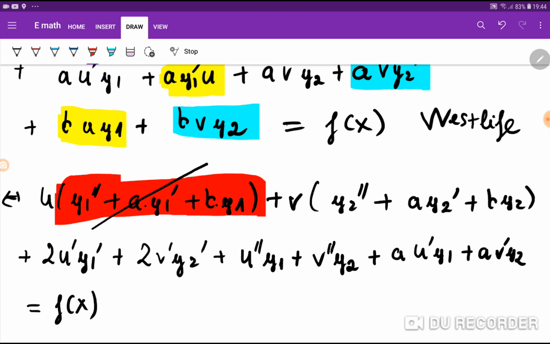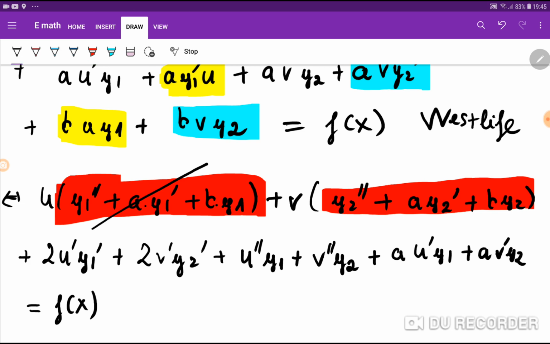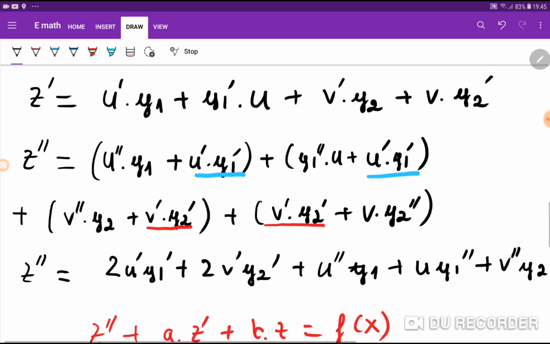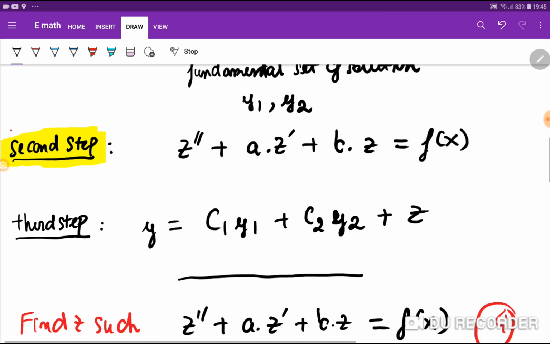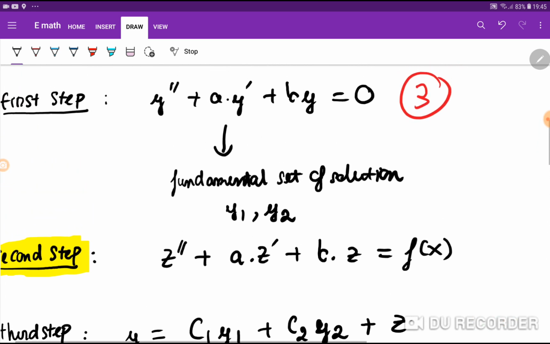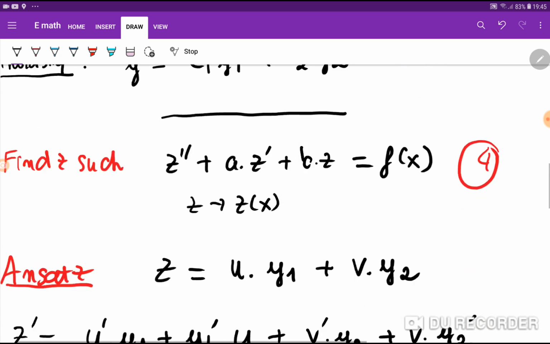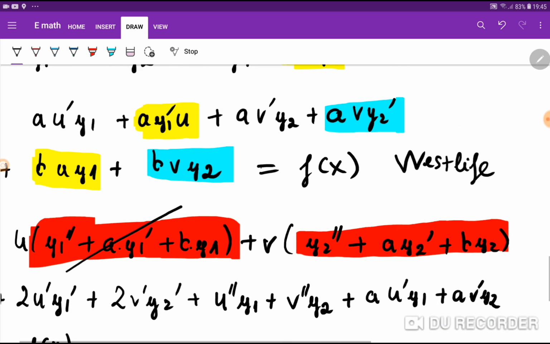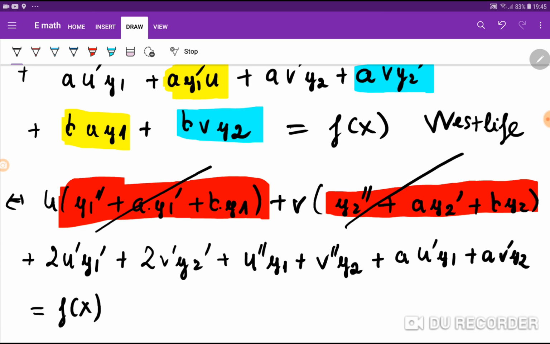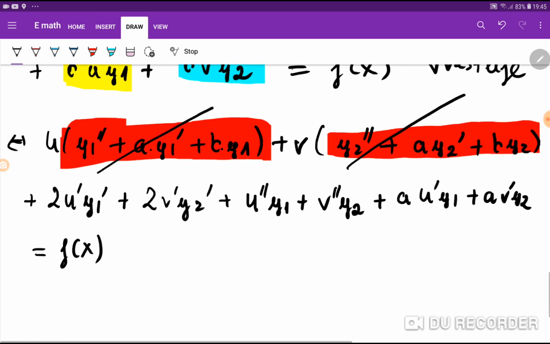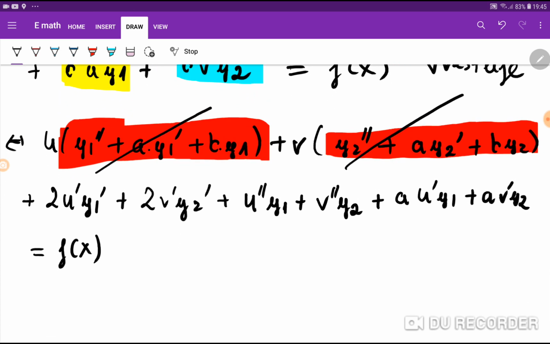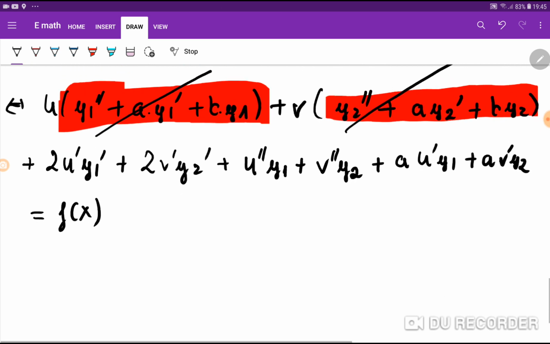Similarly, this term right here, since y2 is also a solution, part of the fundamental basis set of equation 3, y2 double prime plus a y2 prime plus b y2 equals 0 as well. So that term equals 0, it says goodbye. Now you have only this thing equal to fx. But let me actually show you something interesting here.